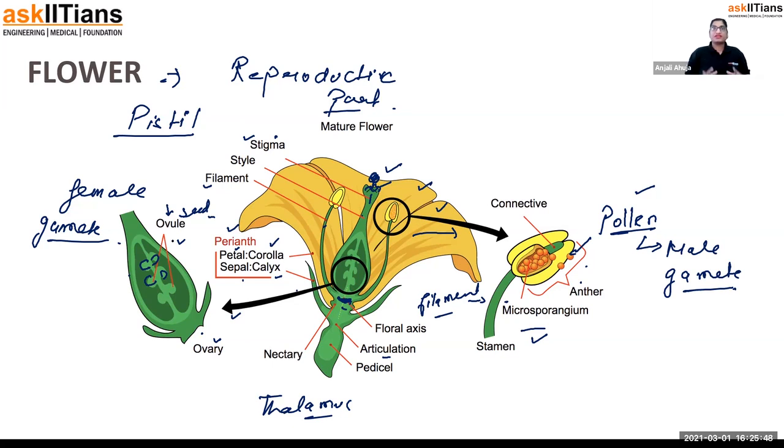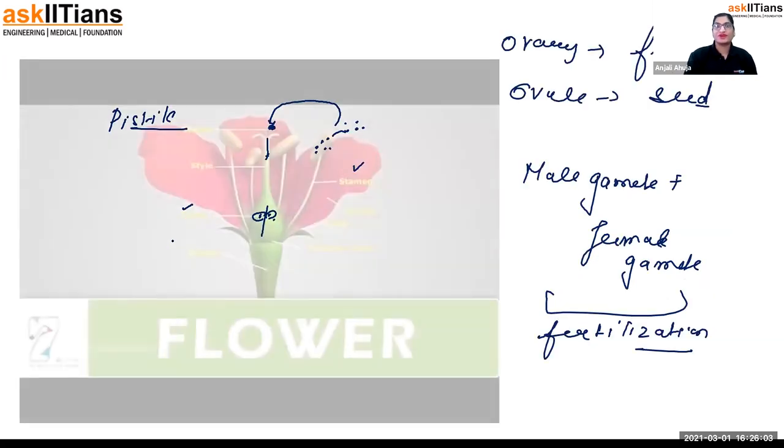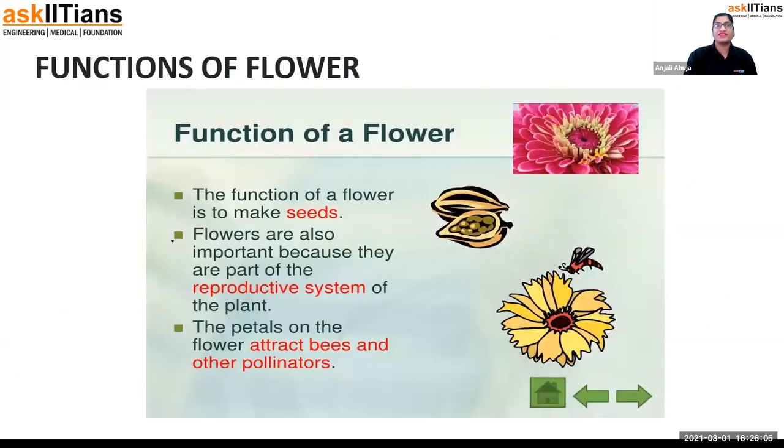So please remember one thing: after fertilization, the flower changes into the fruit. And then the rest of the petals and sepals just fall off, and then the fruit is there. And inside the fruit, seeds are present. Okay? Now remember, this is the structure of a flower. Now, if a question comes in your paper asking the function of a flower, you will say the function of a flower is to make seeds.